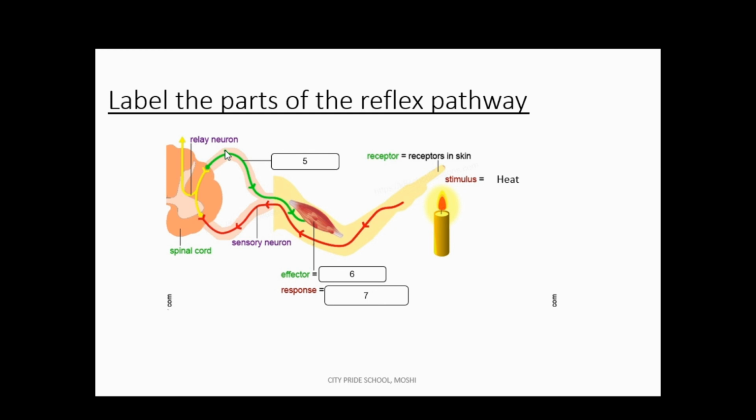Then comes another neuron which takes the message from the spinal cord to the effector organ, and that is the motor neuron. The effector organ over here is nothing but the muscle of the hand, which quickly contracts in response and helps you to move your hand away from the candle. And what is the response? The response is the contraction of the muscle and withdrawal of the hand.